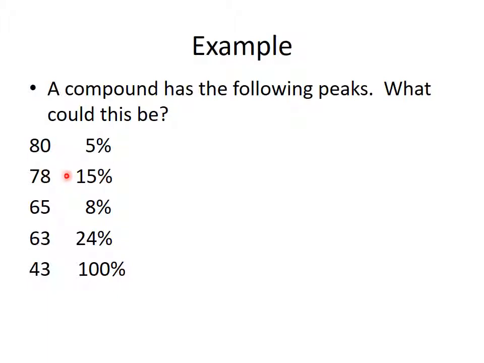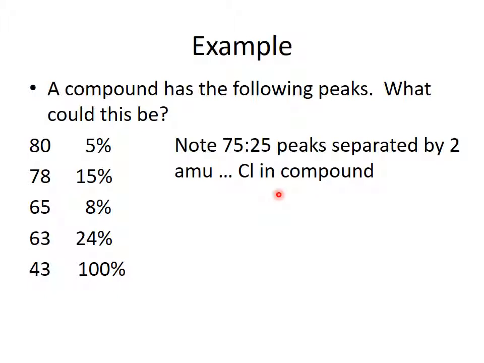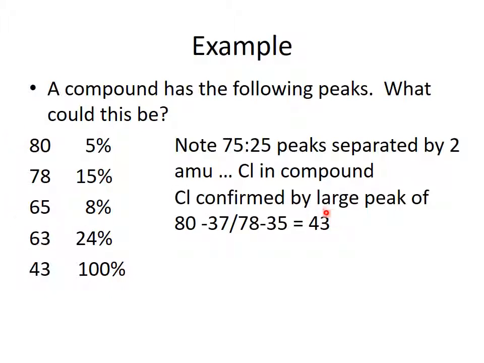Now, what is this compound telling you? The first thing that you ought to notice is that 80, 78, 5 to 15. This is a 1 to 3 ratio. That's indicative of chlorine. So I say there must be chlorine in the compound. The next thing I'm going to do is take the mass of 35 and subtract it from 78, or 80 minus 37. That gives me 43. 43 is the rest of the compound after you take the chlorine off. You can see there's a peak for that there.